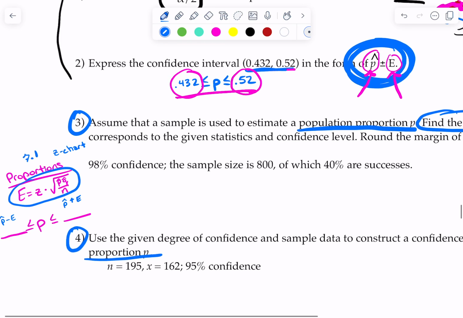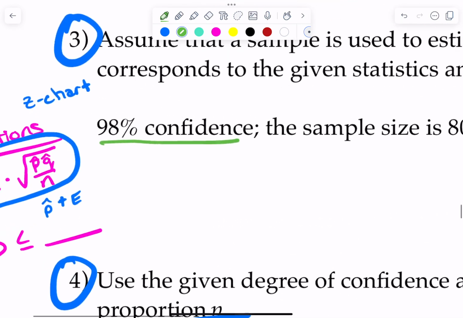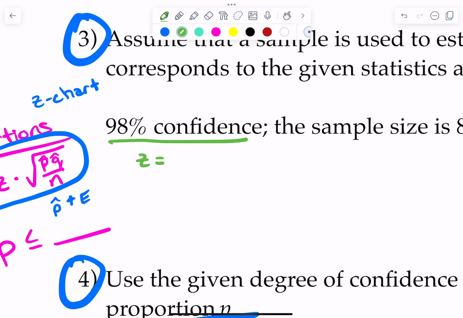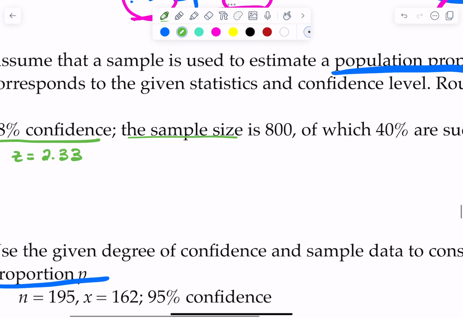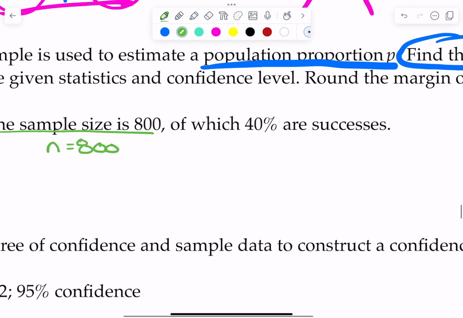Got it? Let's figure out what stuff is what. What does 98% confidence tell you? That gives you your critical number. Z is what? 2.33. Okay. The sample size is 800. What does that tell you? What's your N? N is 800. 40% are successes. What does that tell you? That tells you your P hat is 0.4.